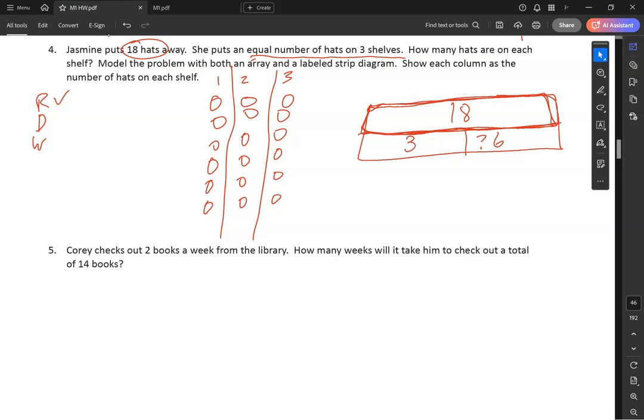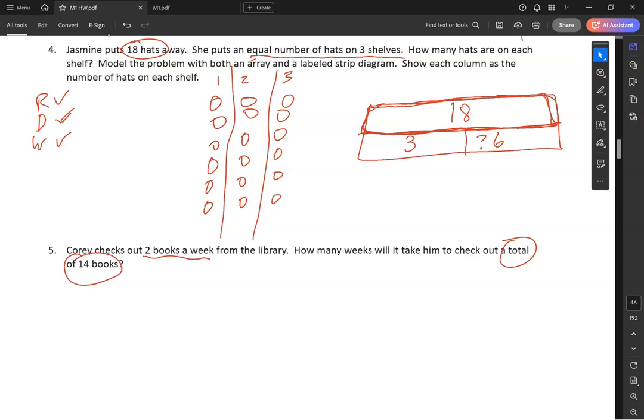Let's go to number 5. Well, I drew it and I wrote it. Okay. Let's go to number 5. Number 5. Corey checks out 2 books a week from the library. How many weeks will it take him to check out a total of 14 books? 14 books. Okay. So we know that he checks out 2 books a week. They want to know when you would check out a total of 14 books.